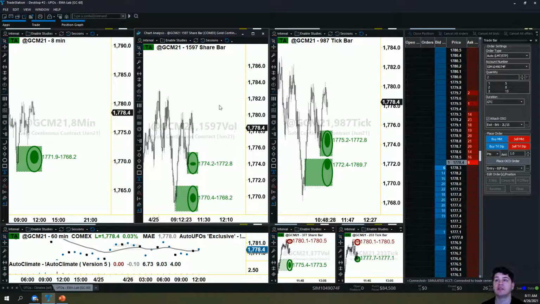Okay, so I'm going to go ahead and leave this open just for a little bit longer, just to see if by any chance we do get a push down, if we may form some new UFOs right there below.